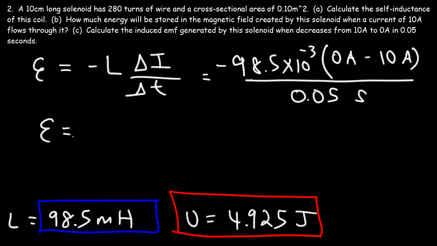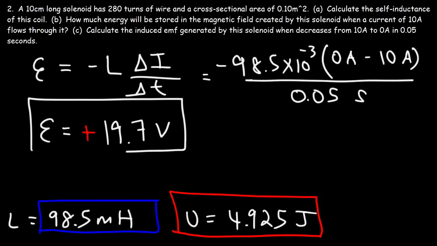So it's negative 98.5 times 10 to the minus 3 times negative 10 divided by 0.05. So the voltage induced will be positive 19.7 volts. So that's how you can calculate the induced EMF of an inductor.